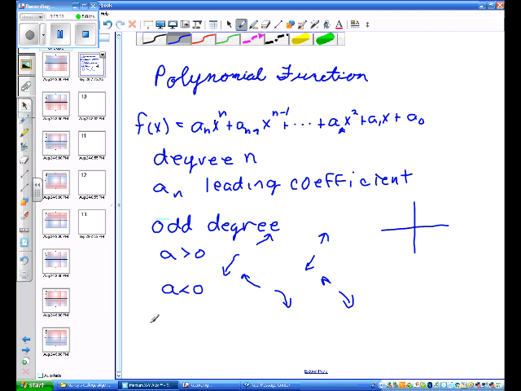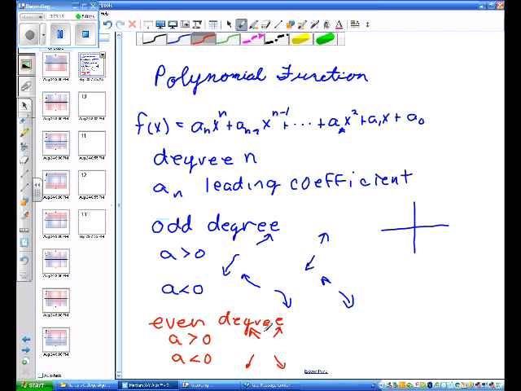Now, if it's to an even degree, so it's 2, 4, 6, 8 would be your degree. If it's to an even degree and your leading coefficient is positive, then both ends will be going up. You'll be rising as you go to the left, rising as you go to the right. If it's negative, then both ends will go down. Falls to the left, falls to the right.